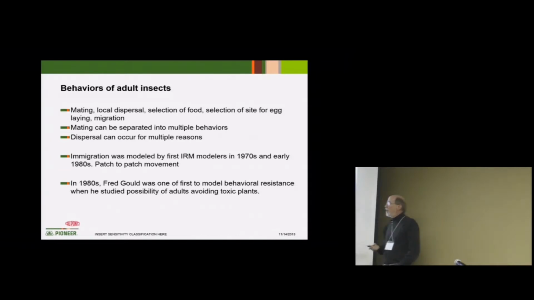Migration, of course, was modeled from the very beginning in the 1970s and 80s by the mathematical modelers that looked at insect resistance management. Fred Gould in the 1980s was one of the first to model behavioral resistance and an avoidance of toxic plants. So we not only modeled the toxicity to the larvae, but also looked at how the adults might evolve behaviors that determine where the eggs are laid.